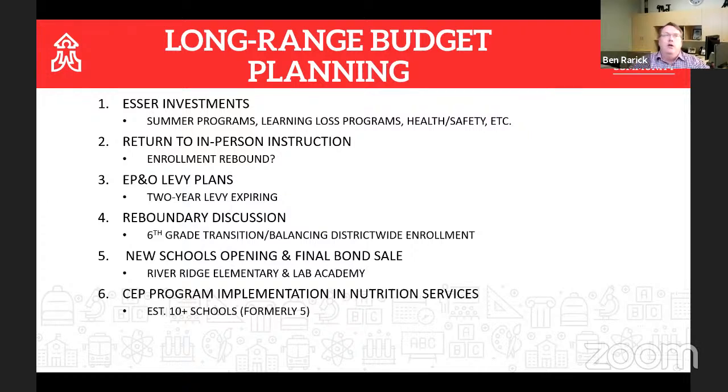So when we get back into classes, even when it's just in a hybrid or partial time, keeping very close track of how many kids are coming back in the spring, and what that might tell us about the fall, is going to be crucial information as we plan for staffing and programming, not just next year, but in the years that follow. Number 3, the EP&O levy. Here we are.